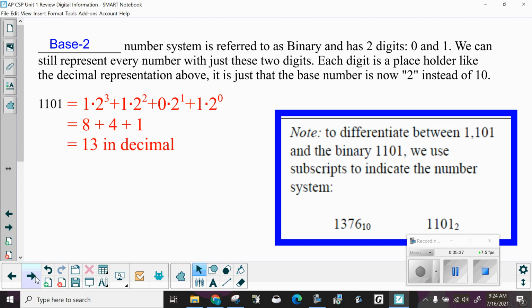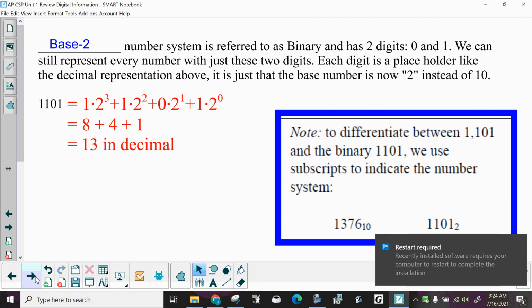Base 2 number system is referred to as binary and has two digits, 0 and 1. We can still represent every number with just 2 digits. Each digit is a placeholder, like the decimal representation above. It is just that the base number is now 2 instead of 10.